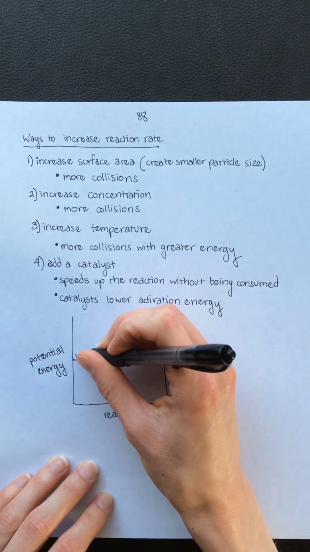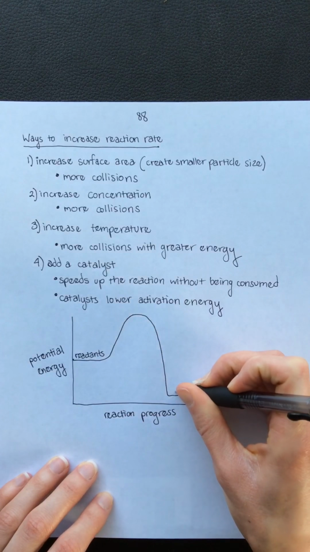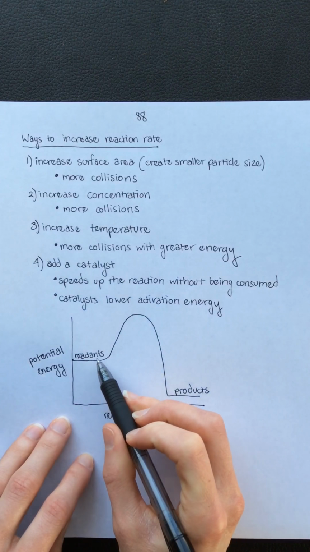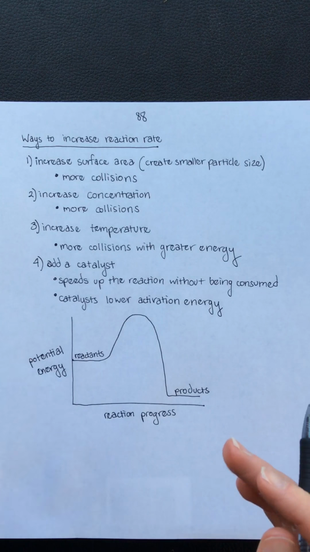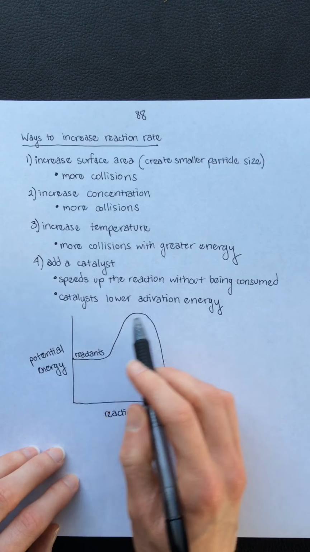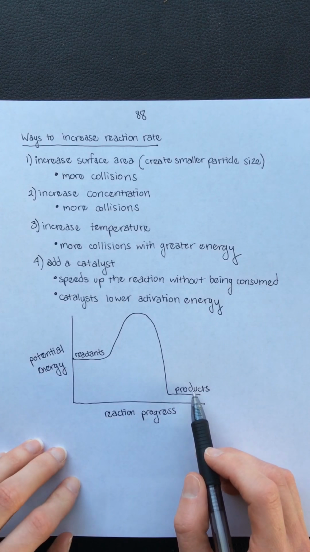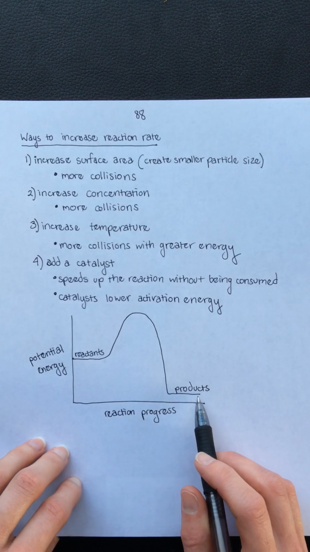And we're going to label this first part of the graph as the reactants, and this last part as the products. So if you haven't ever learned this, the reactants are what start the reaction. They're the two molecules that exist at the beginning of the reaction. The products are the molecules that are formed in the reaction. So this is the beginning part of the reaction, the end part of the reaction.